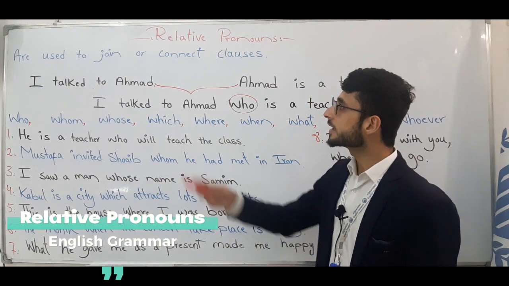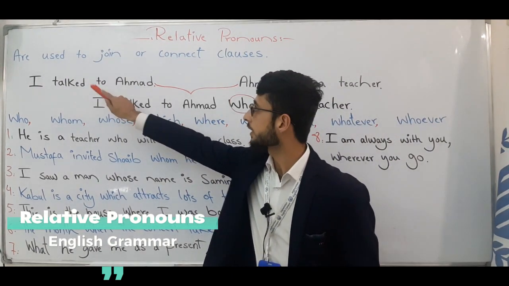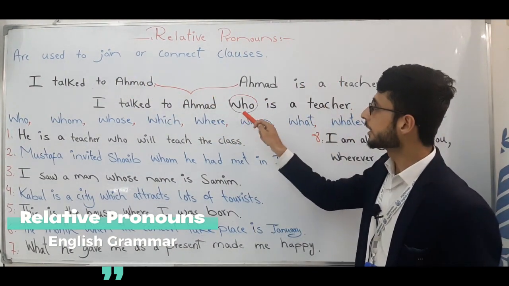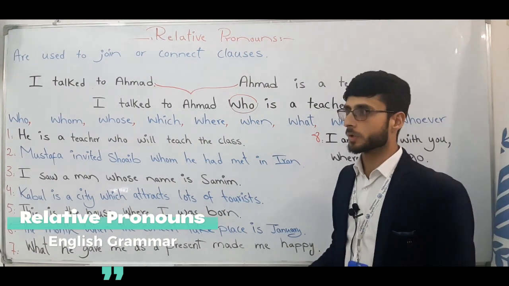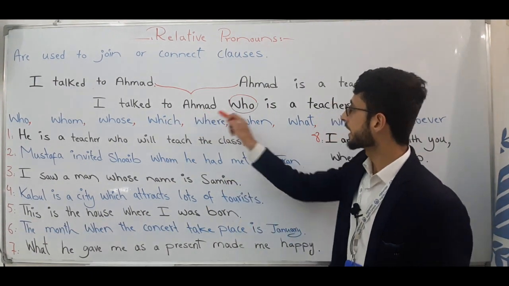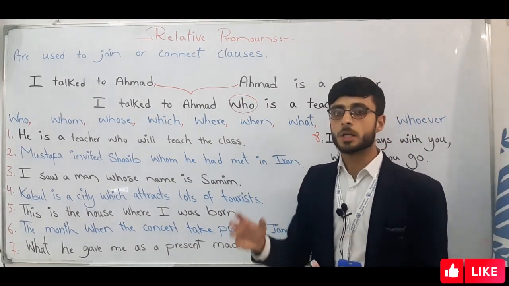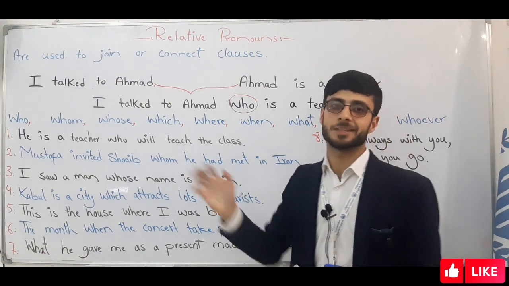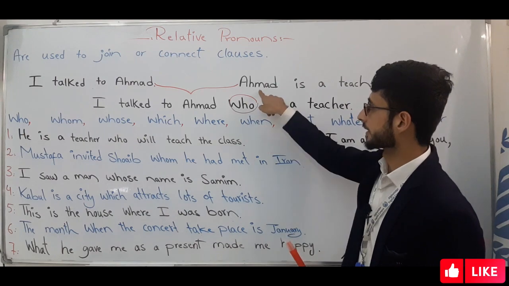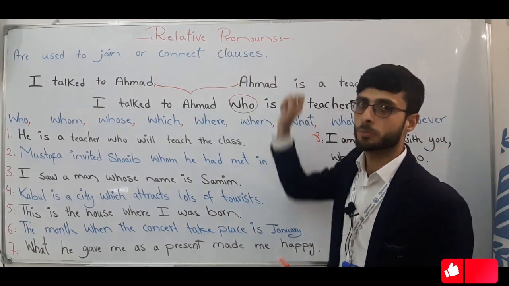How? Like these two clauses. First clause, I talked to Ahmad. Ahmad is a teacher. Here we use one of the relative pronouns to join these two clauses. I talked to Ahmad, who is a teacher. Why is this called a relative pronoun? Because we use them instead of a noun, like this. Ahmad is a teacher. Instead of Ahmad, we use who, which is called a relative pronoun.